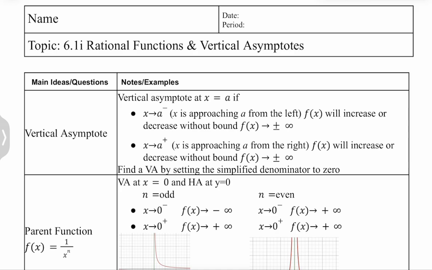We want to find a vertical asymptote by setting the simplified denominator equal to 0. Now, what do I mean by simplified denominator? Remember in our 6.0 investigation, the first thing we did was reduce those fractions. I'm talking about the reduced fraction form. So a vertical asymptote is a spot in a graph where there is what's called an infinite discontinuity, an infinite break, where we're going to swoop up or down toward infinity.